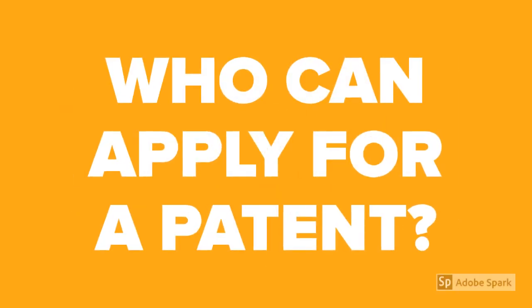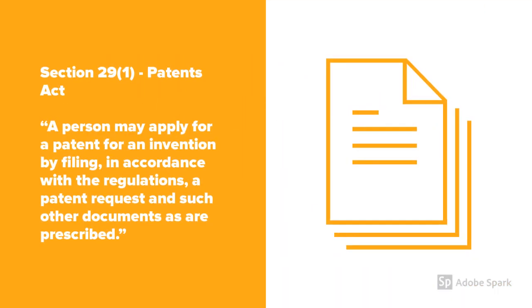So who exactly can apply for a patent? Luckily, the Patents Act is fairly straightforward in regards to this question. Section 29 of the Act provides, a person may apply for a patent for an invention by filing, in accordance with the regulations, a patent request and such other documents as are prescribed.